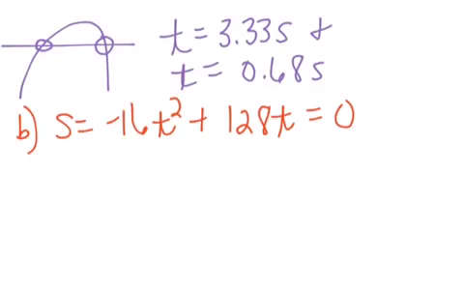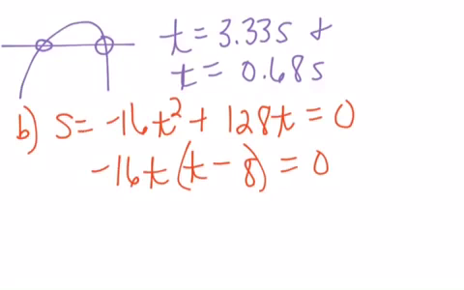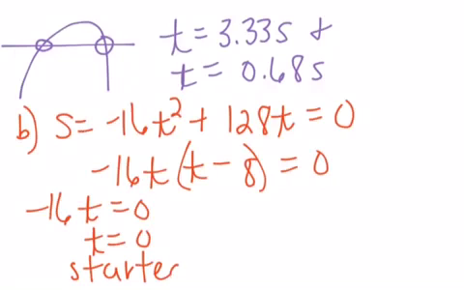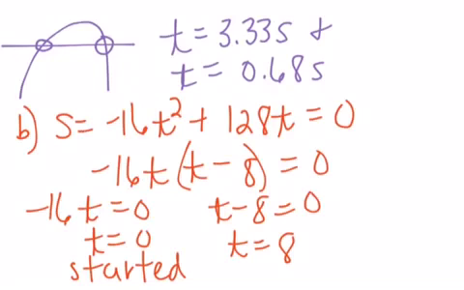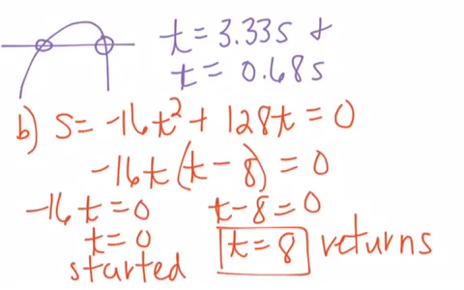So let's factor negative 16t out of both terms, which leaves t minus 8 equals 0. So negative 16t equals 0 when time equals 0. Yes, we know it was on the ground because this is when we started. This is when we threw the projectile. t minus 8 equals 0 tells us that at t equals 8, that's when it returns to the ground.